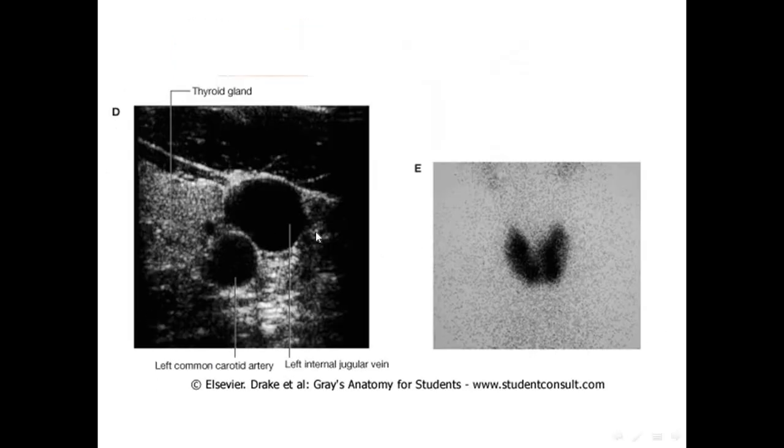Yeah, this one. This is the magnified image. So this round, small one is the common carotid. Then more laterally to it and anterior, oval shape, sometimes slightly irregular because it's compressible, is the internal jugular vein. This is an isotope study. It shows the uptake of the isotope by the normal thyroid gland.